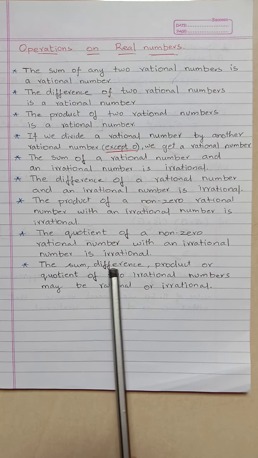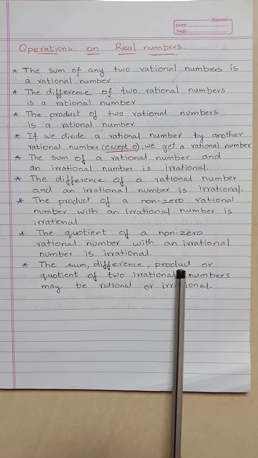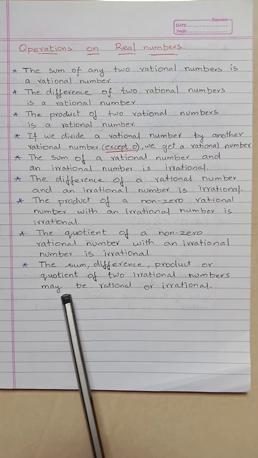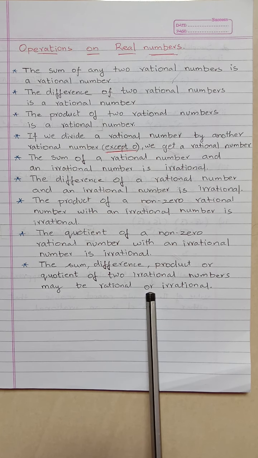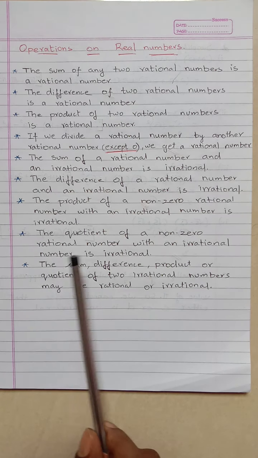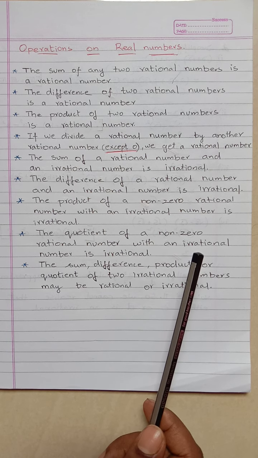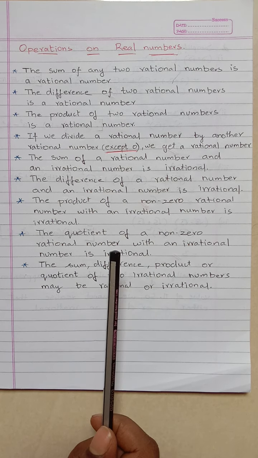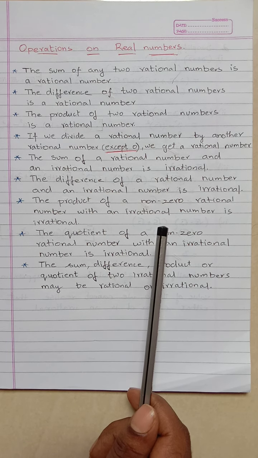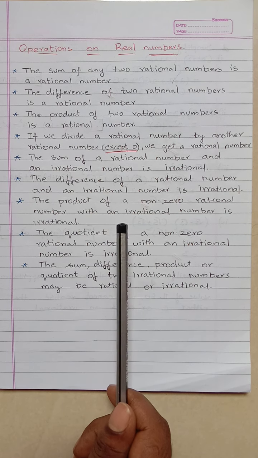The sum, difference, product or quotient of two irrational numbers may be rational or irrational. So from this we can conclude that if you add any two rationals, it is rational. If you find the difference between two rationals, it is rational. If you find the product of two rationals, it is rational. And if you divide also, it is rational only.